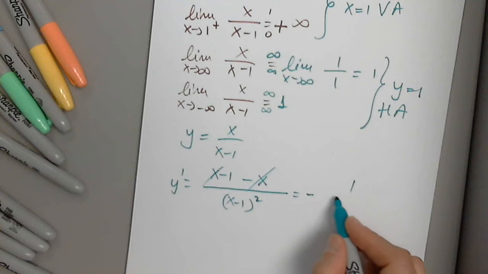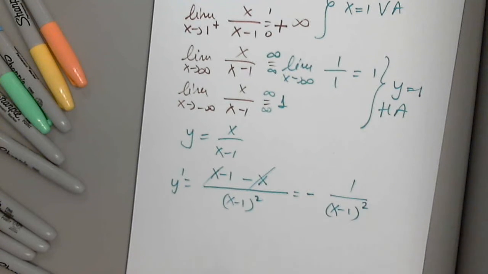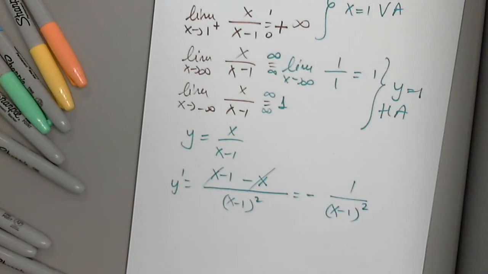Okay, very nice. What does this mean? It means that the function has critical numbers or it does not. It does not, because a fraction is 0 only when the top is 0. The top cannot be 0. The function is undefined at 1, so is the derivative. So never 0.